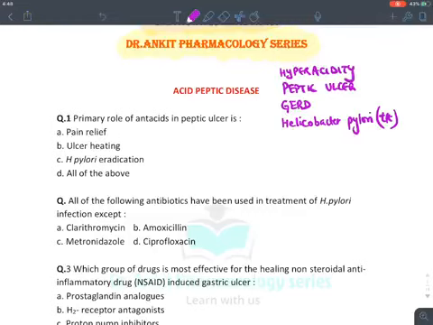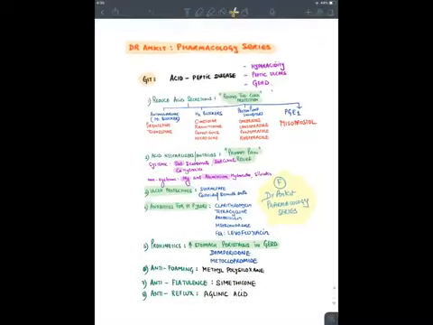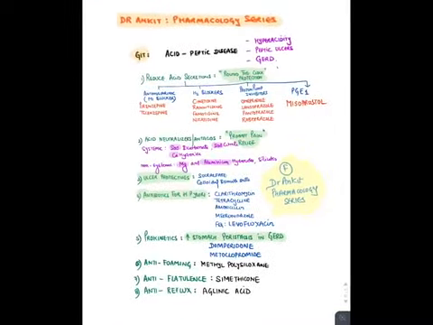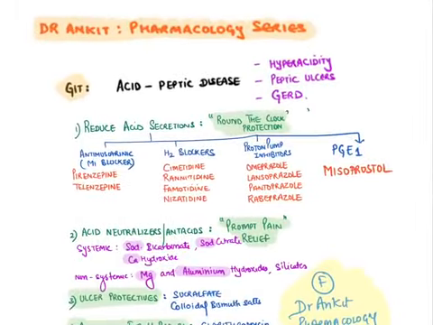So let's see first what are the drugs we have for acid peptic disease. Remember, the first class of drug we have is the drug which will reduce acid secretion from the parietal cells of the stomach. What is their role in acid peptic disease? They provide round the clock protection because they will continuously suppress acid production. So the first drug we have is the anti-muscarinic agent. They block M1 receptors on parietal cells. The drugs are pirenzepine and telenzepine.